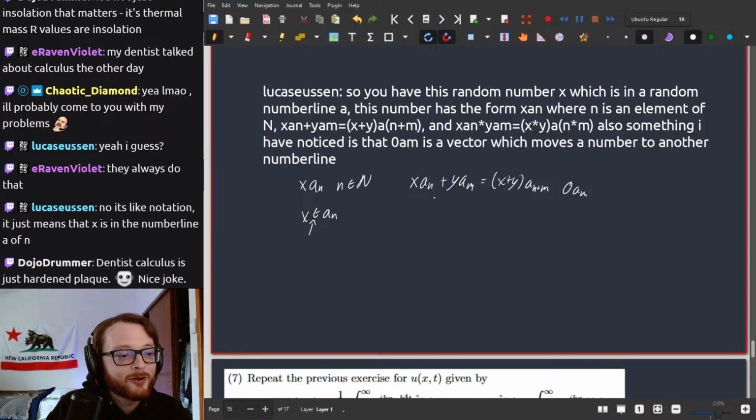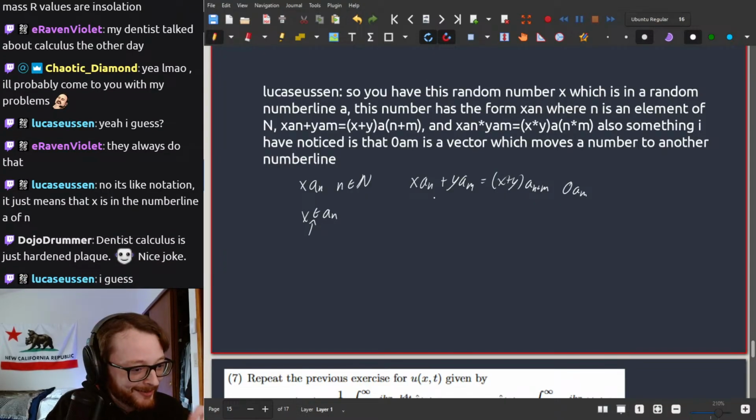Dentist calculus is just hardened plaque. I don't get it. Sorry. There's a pun there that I'm not figuring out, I guess.